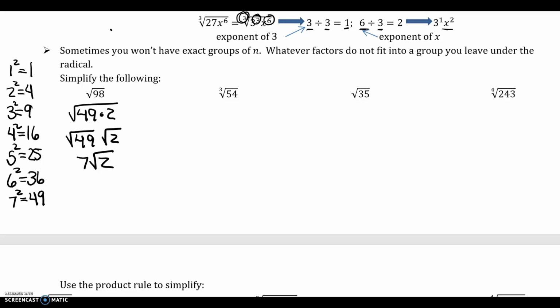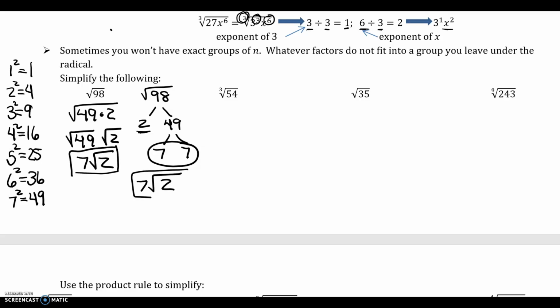The other way that I could do this is I could say the square root of 98, and I could go through my factor tree. 2 times 49, 7 times 7, and I can circle a group of 2 and pull 1 7 out. Any number that isn't in my circle that is a leaf of this factor tree stays under the radical. So either way that I decide to do it, I get the same answer.